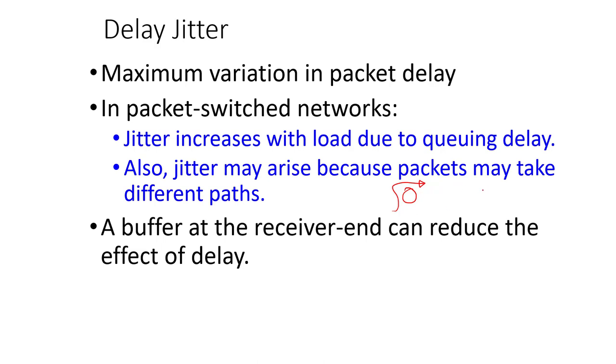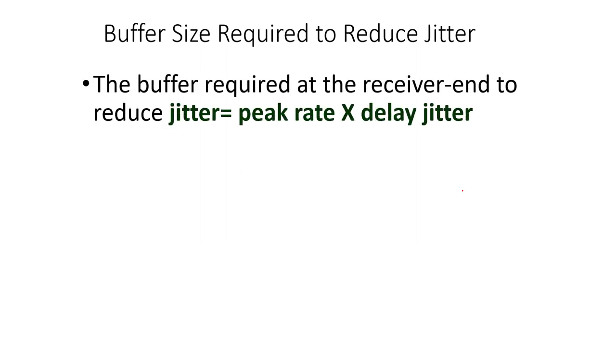Of course, all of this jitter can be absorbed by a buffer at the receiving end. A buffer at the receiver end can reduce the effect of much of this delay. But again, to reduce a lot of delay, you need a very large buffer at the receiver side, which may not be practical. So the buffer size that is required to reduce the jitter can be given by the simple Little's law formula.